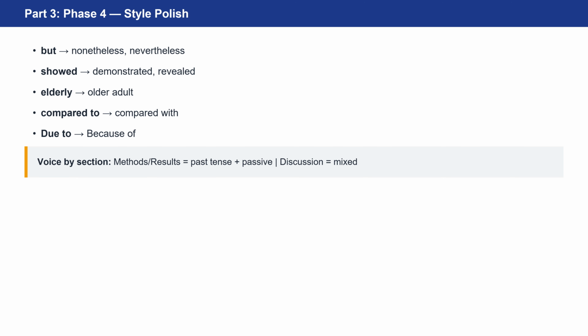Dr. Editor refines the manuscript into natural academic English, but becomes nonetheless. Showed becomes demonstrated. Elderly becomes older adult. Methods and results use past tense and passive voice. Discussion uses a mix. After this phase, the manuscript reads as though written by an experienced academic.